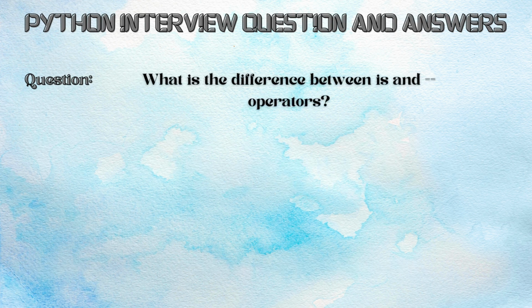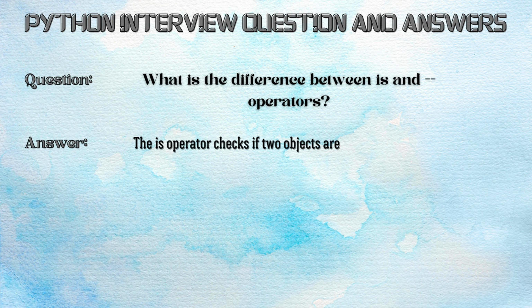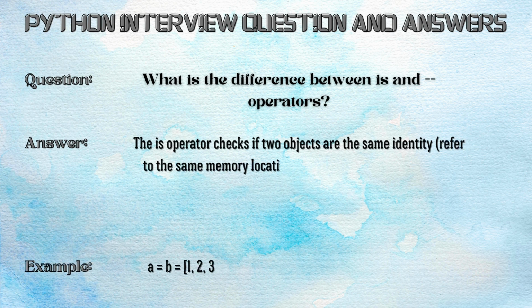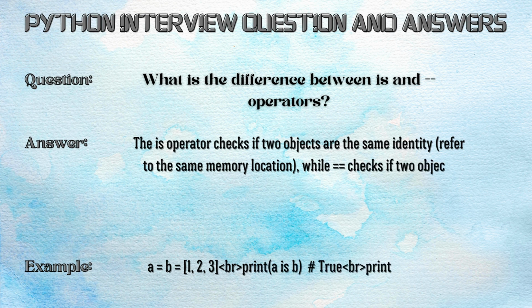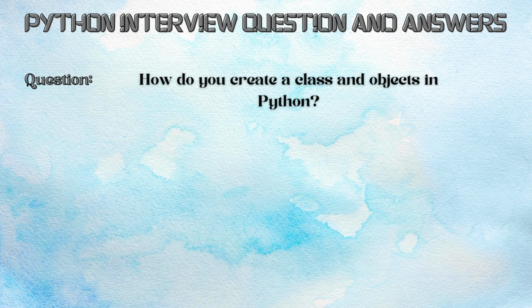What is the difference between is and == operators? The answer is, the is operator checks if two objects have the same identity, referring to the same memory location, while == checks if two objects have the same value. For example, a equals [1, 2, 3], b equals a, print a is b, true; print a == b, true.